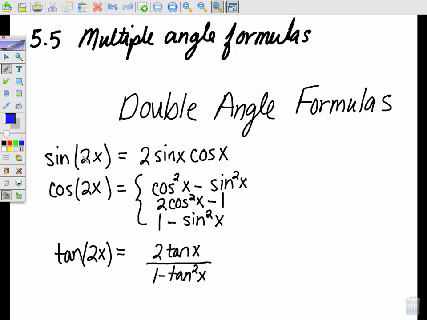If you were asked to find cosecant of 2x, you would simply do 1 over the 2 sine x cosine x, and that would be the same for any of the 3. So you just do 1 over whatever your formula is for the sine, cosine, tangent.